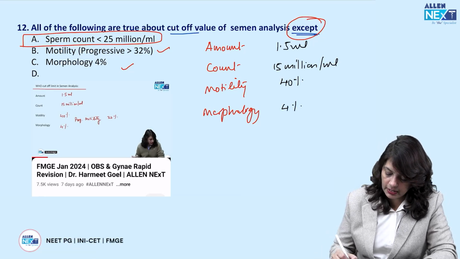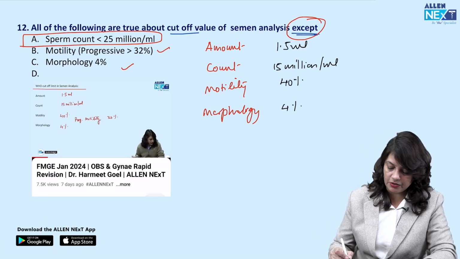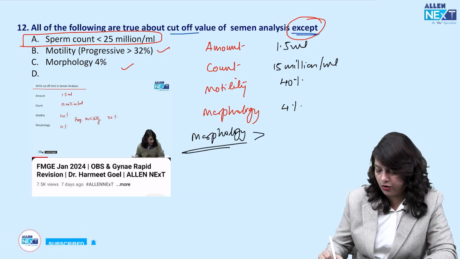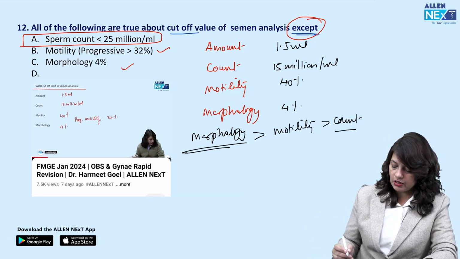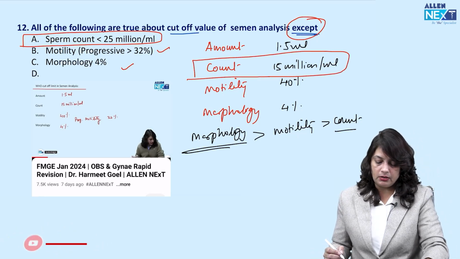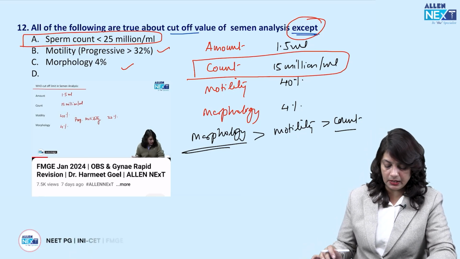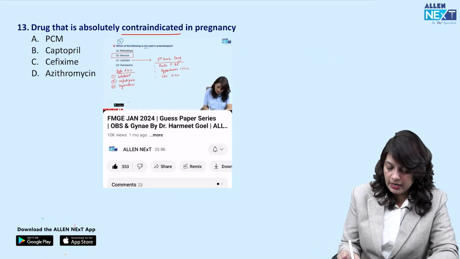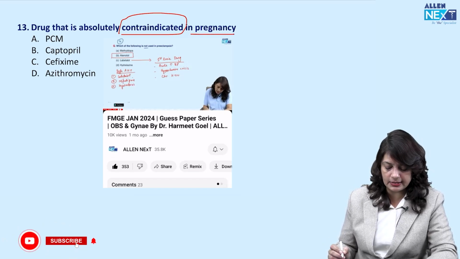Which is the most important indicator in the semen analysis when you are preparing the patient for IVF? The fertility indicator in semen analysis is the morphology, then the motility and then the count. So the cutoff limit according to WHO, when you label the patient as infertile, is 15 million per ml.